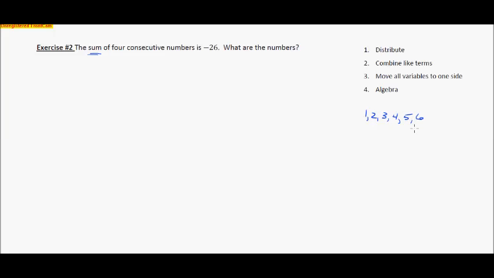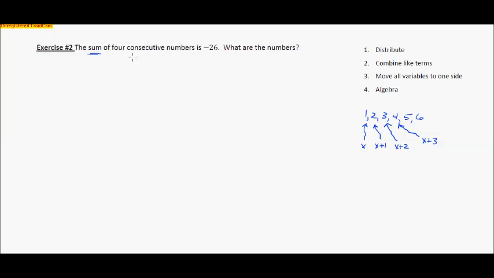Those would be consecutive numbers. Now if I call the first one x, the next one, in terms of x, is x plus 1, because 1 plus 1 is 2. The next one, again in terms of x, is x plus 2, because if x is 1, 1 plus 2 gives me 3. The next one is simply x plus 3.